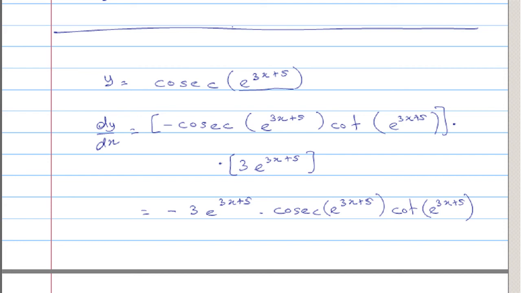I know these are harder examples, but if you can do this, then I think the ones in the exam will be very, very easy.